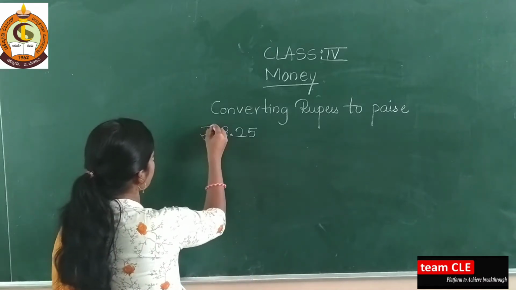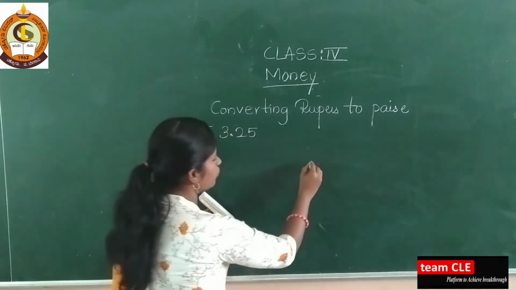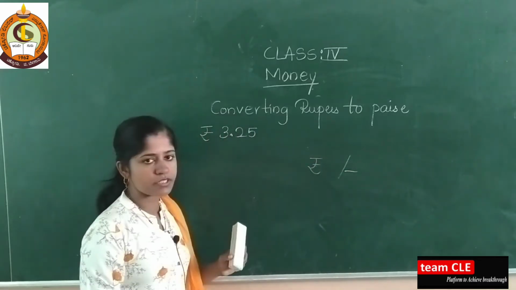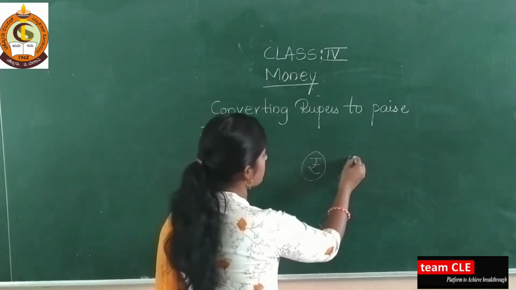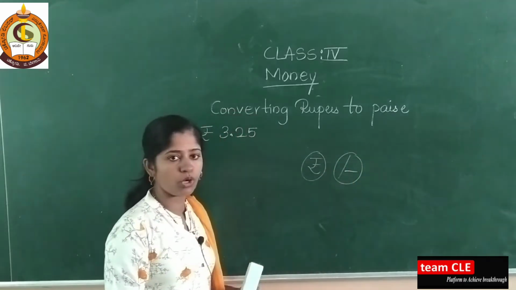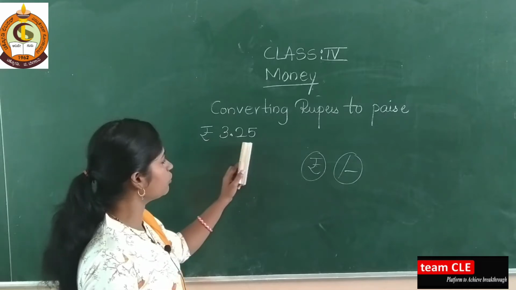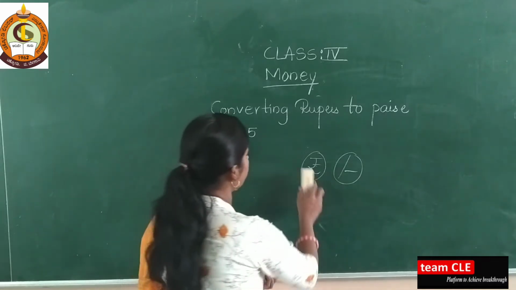See here, dear students, this is the symbol of rupees, or if you are writing, this is also correct. This is the symbol of rupees, and this is also a symbol of rupees. I hope you are getting my point. Here rupees 3.25 is there. Then how to convert this?